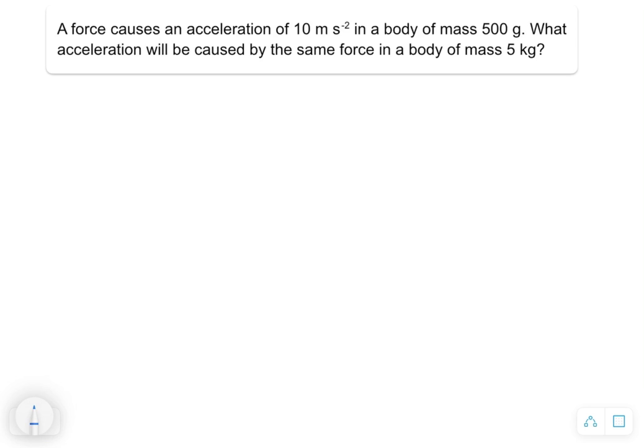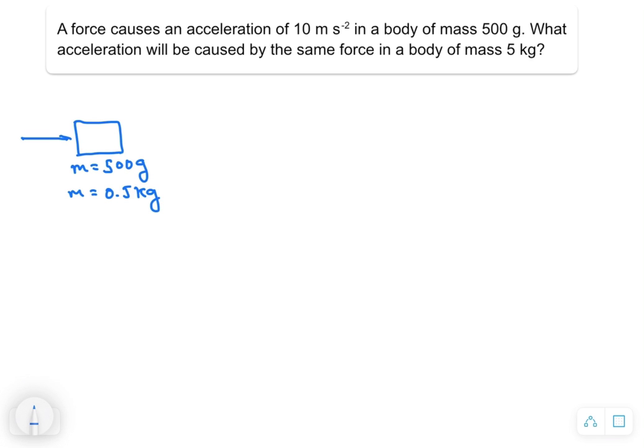A force causes an acceleration of 10 meters per second square in a body of mass 500 grams. What acceleration will be caused by the same force in a body of mass 5 kilograms? So here is a body having mass of just 500 grams. So that will be equal to 500 divided by 1000 gives us 0.5 kilograms.